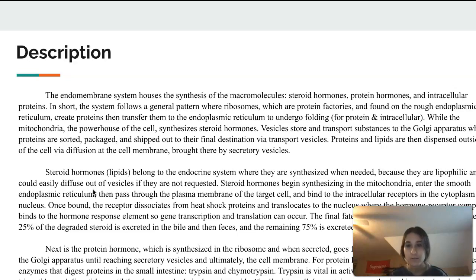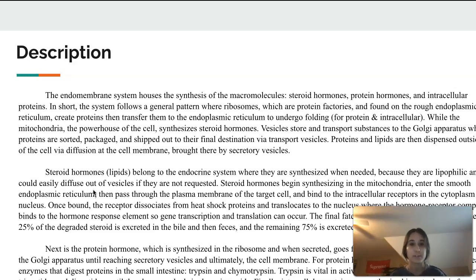There are also vesicles that store and transport substances to the Golgi apparatus, which is where proteins would be stored, packaged, and shipped out. Also the lipids from the steroid, because that's a lipid here. But then they'll be shipped out to their final destination via these transport vesicles. So then these proteins and lipids are dispensed outside of the cell via diffusion at the cell membrane, which are brought there by the secretory vesicles.